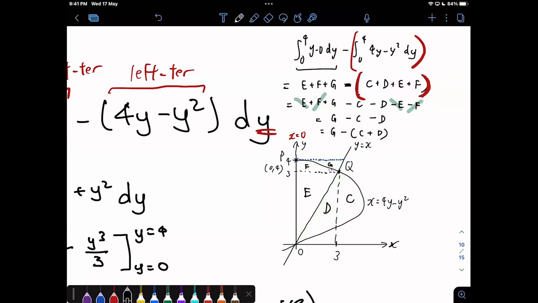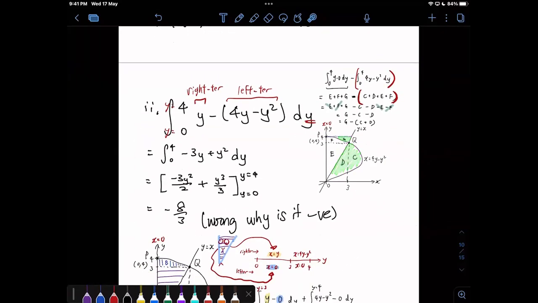So what you're essentially doing is taking the area of G minus away C plus D. Region G is a very, very small area here. C plus D is a very, very big area here. You take small minus big, what do you get? Negative. Does that answer your question? Why is it negative? Because you took a small region minus a big region. Of course, you get a negative.